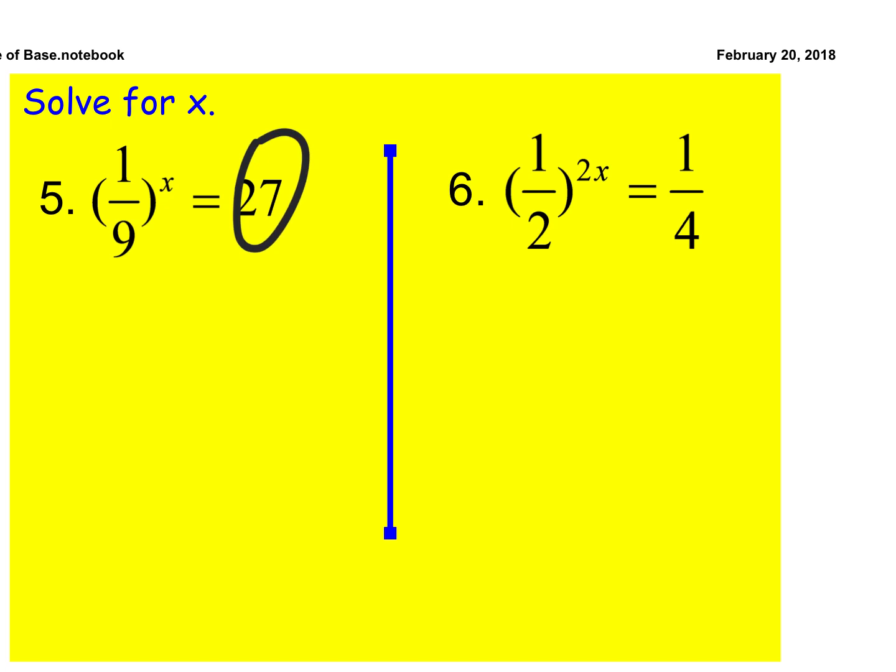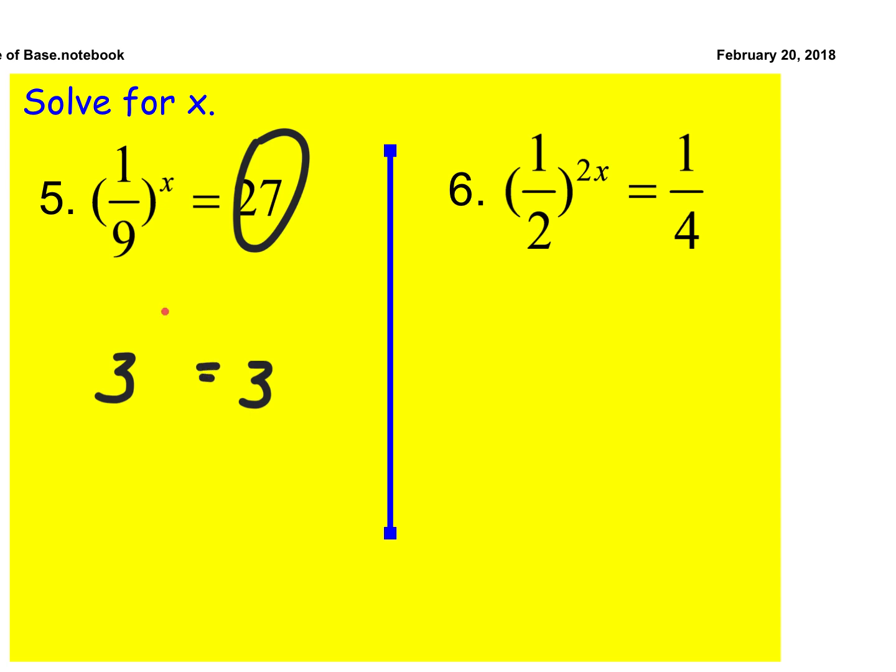You can't make this into 9 to a power. A lot of people think 9 to the what is 27. I can't do it. You can't make it have a base of 9. But you could make it have a base of 3. And yes, there'll be a negative power involved with this problem.